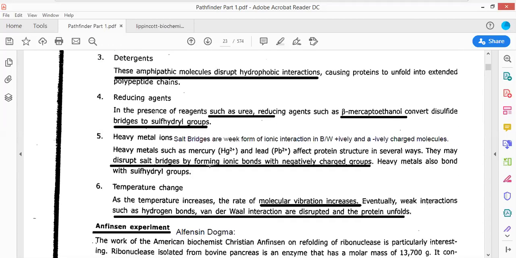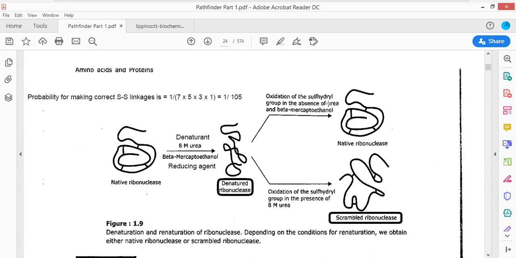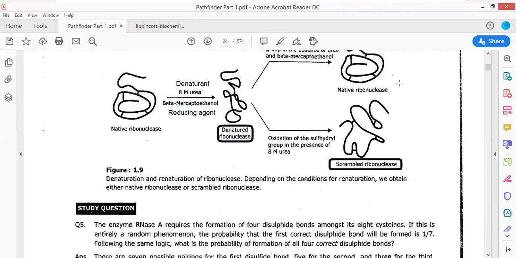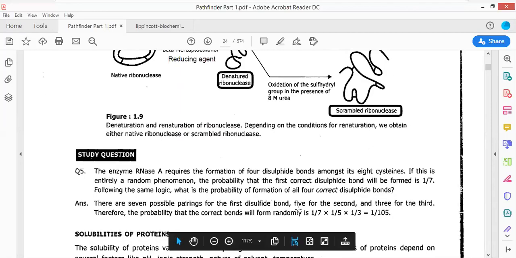Okay, next is what I had to tell you. Now this is a classical question that I have explained. Probability for making the correct disulfide linkages is 1/105. You can attempt this particular question. This is what is given.